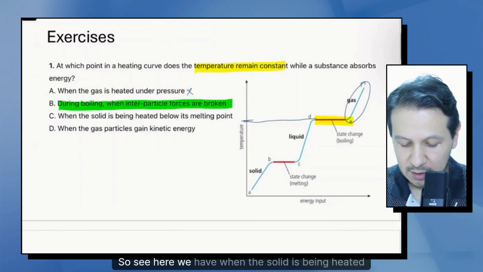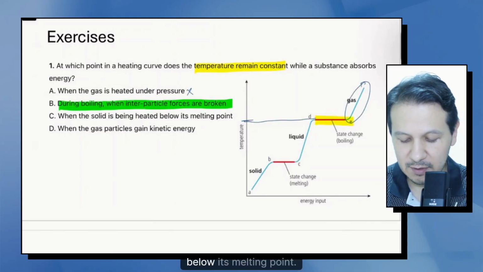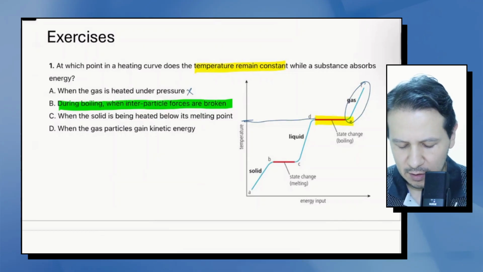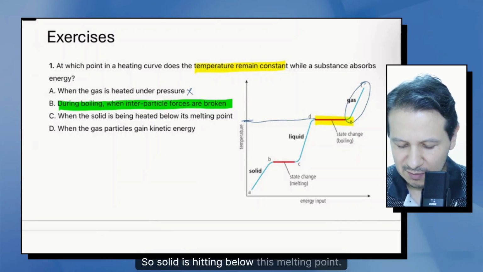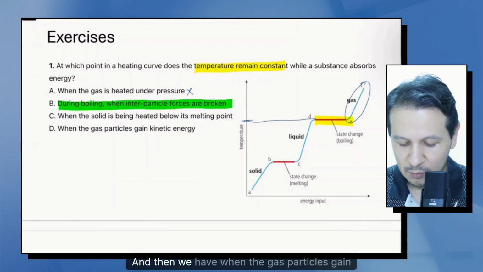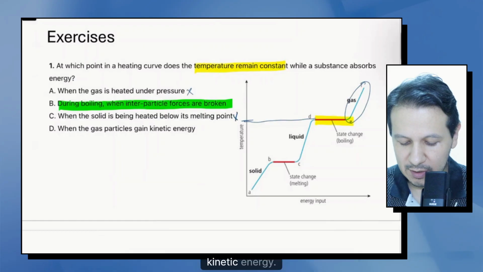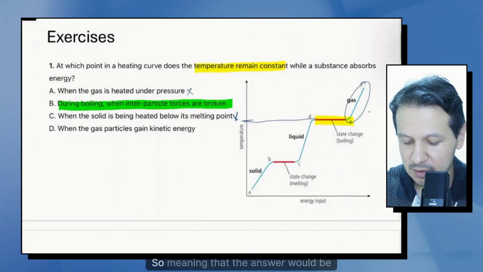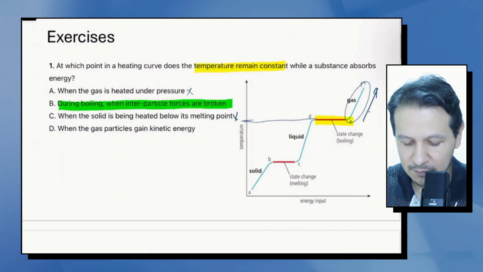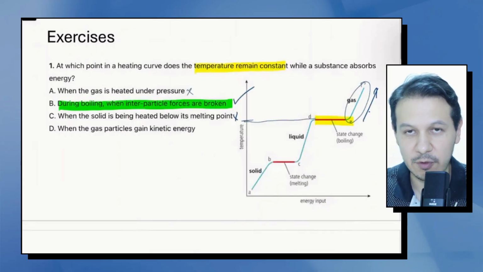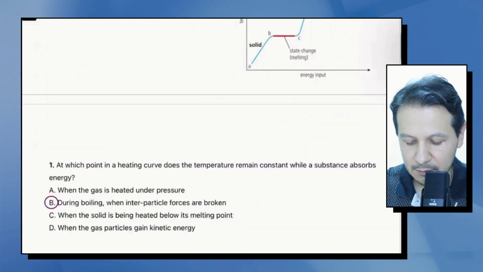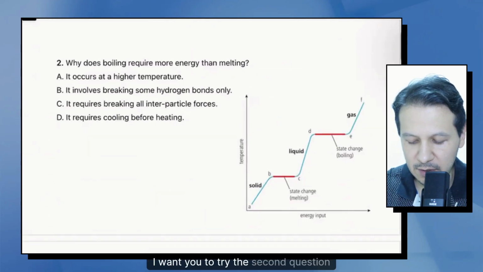So see, here we have when the solid is being heated below its melting point. So the solid is heating below its melting point, so this option makes no sense. And then we have when the gas particles gain kinetic energy. When the gas particles gain kinetic energy, the temperature is increasing. So the answer would be B, during that process. Okay. Now, I want you to try the second question.